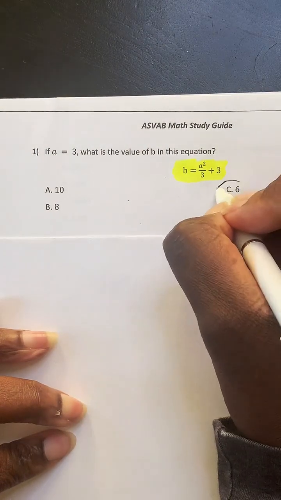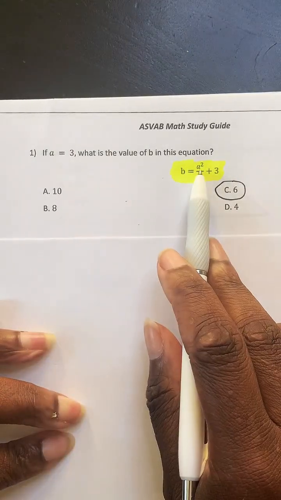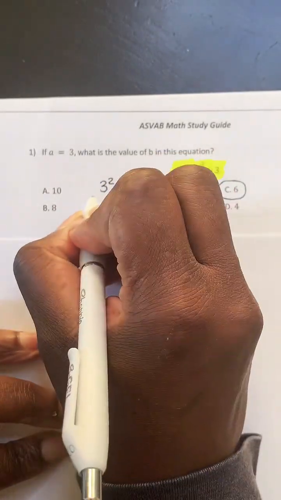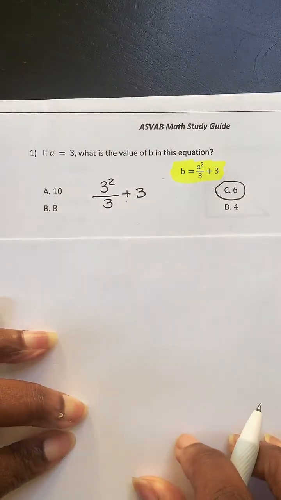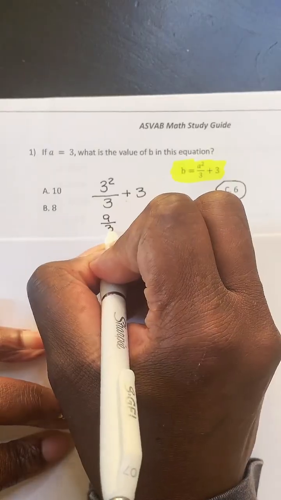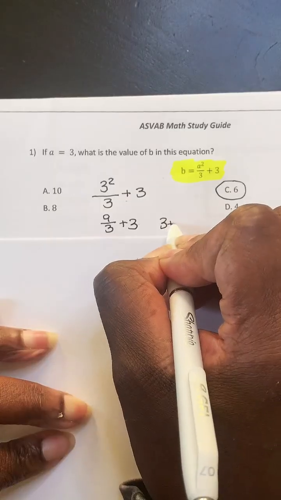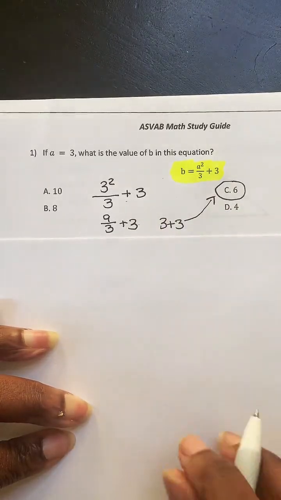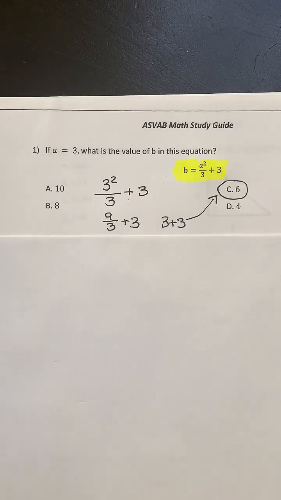So let's take a look at it. All we're doing is taking this 3 and plugging it in for our A. So that means we have 3 squared divided by 3 plus 3. All right, angel numbers, 3, 3, 3. Now 3 squared gives me 9. And 9 divided by 3 will give me a 3. And 3 plus 3 will give us our answer of 6. That's what our B equals. There you go, Morty. There it is, 9 divided by 3.